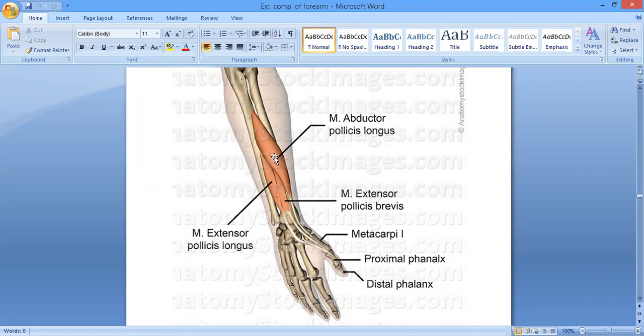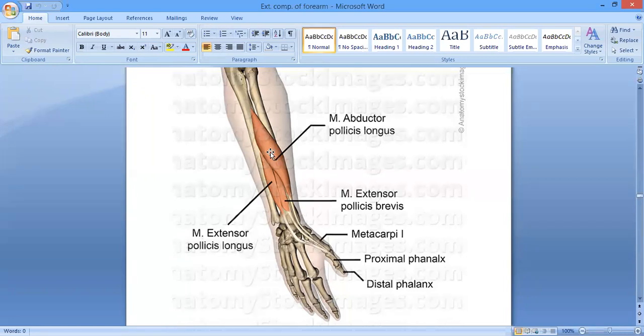Now look at its insertion: this tendon is inserted at the base of the first metacarpal bone. You see, this is the first metacarpal. So it is inserted over the base of the first metacarpal bone. Okay? And again, its nerve supply is coming from the deep branch of the radial nerve. Its name itself says abductor. What will it do? It is responsible for the abduction of the thumb. Abduction of the thumb. It also helps in the extension of the thumb.